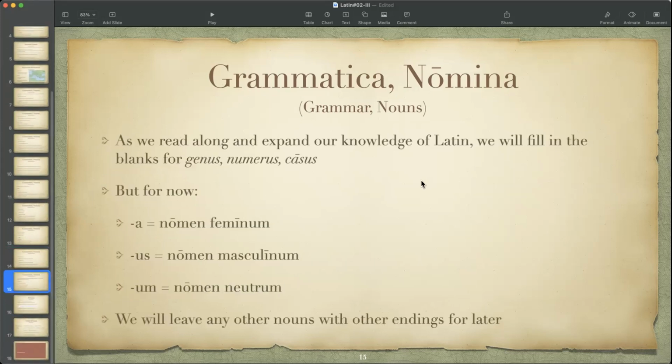All right. So right now, as I said, we're going to expand our knowledge of Latin. We're going to fill in the blanks for genus, numerus, and casus. But for now, nomen femininum, feminine noun, ends in A, nomen masculinum ends in US, nomen neutrum ends in UM. And I'm going to leave any other nouns with other endings for later. These are the basic ones, and we will get some more of the fancier ones as time goes on. So, any questions? No.